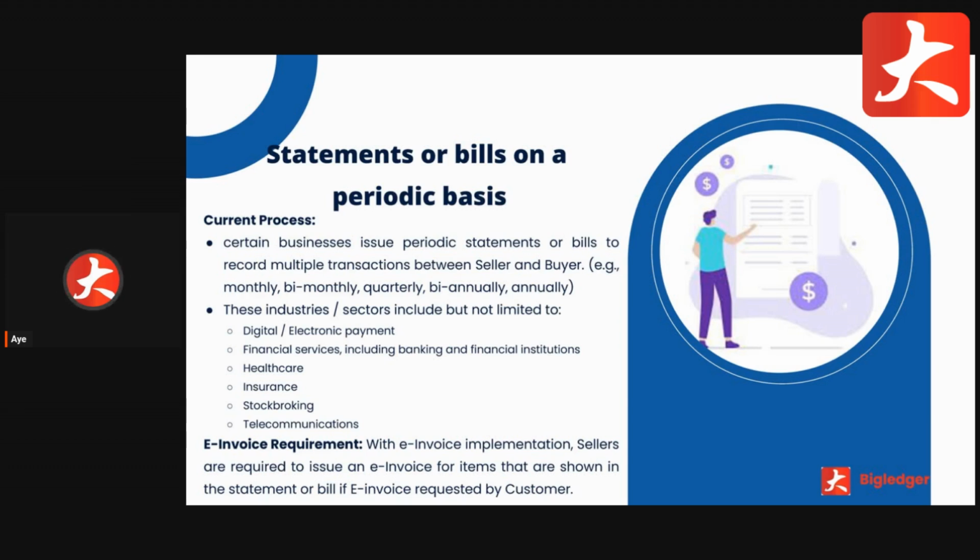But after you implement the e-invoice, sellers are required to issue an e-invoice for items showing in the statement or bill if the e-invoice is requested by the customer. If, let's say, your customer didn't request an e-invoice, then for this periodic basis statement you can still submit the consolidated e-invoice. But if they requested, then you need to put all the details mentioned on the statement into the e-invoice also, and then submit to LHDN.